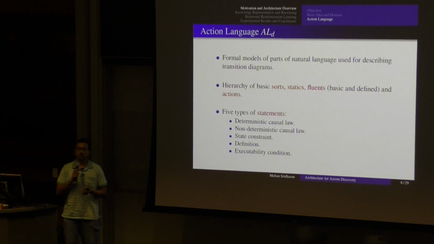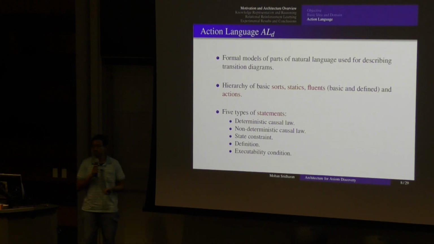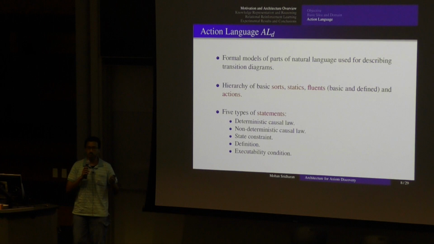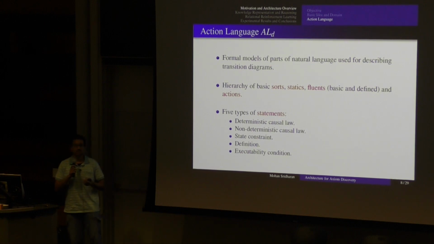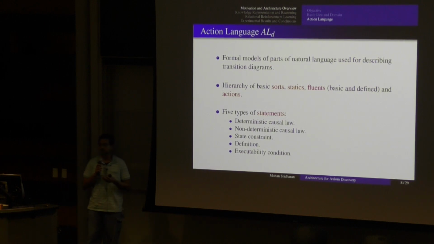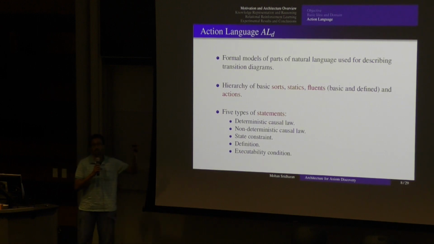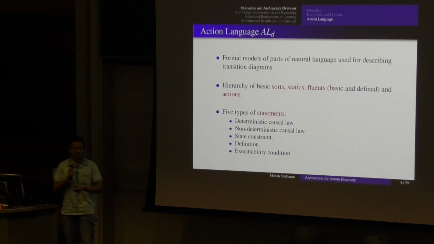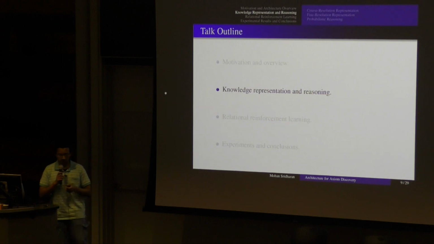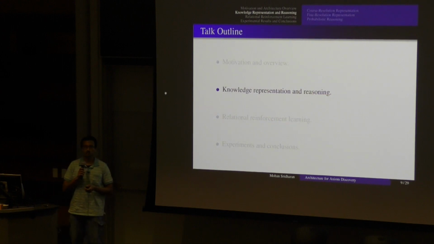So action languages are formal models of parts of natural language that are used for describing transition diagrams. And here you can talk about basic sorts, like I talked about before: places, people, things. You can also have statics and fluents, which are domain attributes, some that change and some that don't change, and you have actions. And in our case, you have 5 distinct types of statements in which you can use these basic vocabulary items, right? And we will see examples of this shortly.